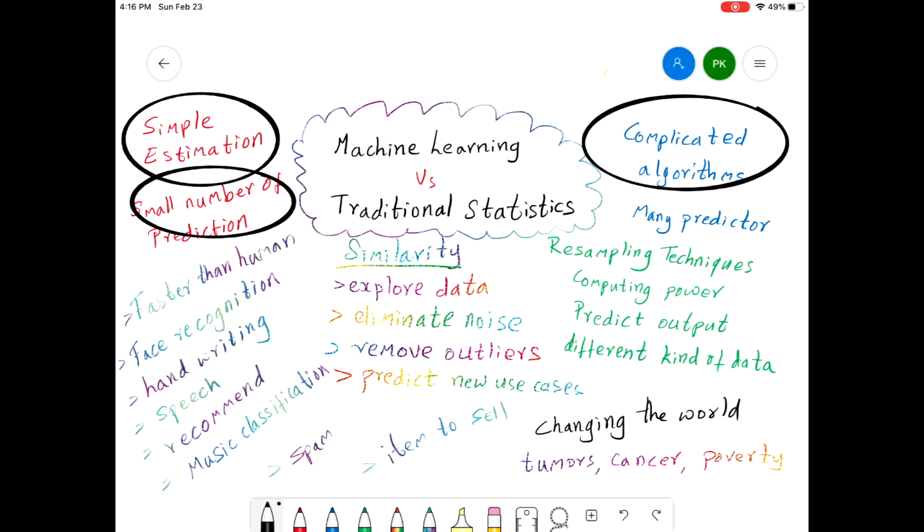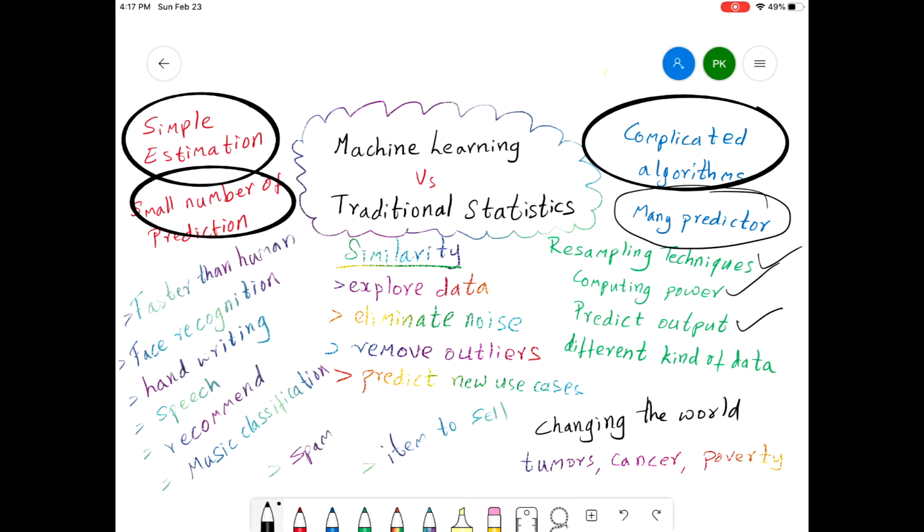Machine learning uses resampling techniques. Machine learning uses computing power. It's used to learn to predict the outcome using the input data, and also we can accept many different kinds of data, like image, audio, and many other kinds of data that we can use with machine learning to build the models.